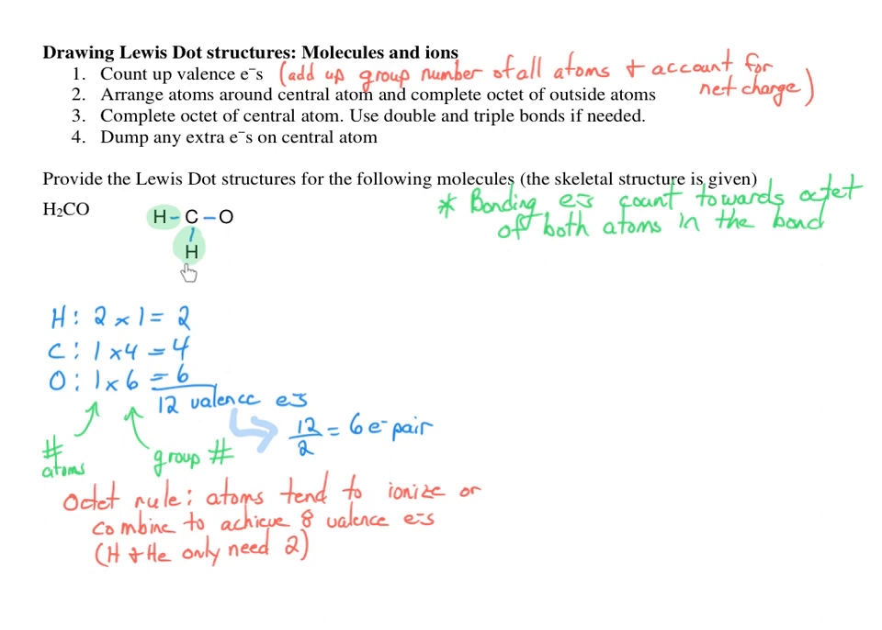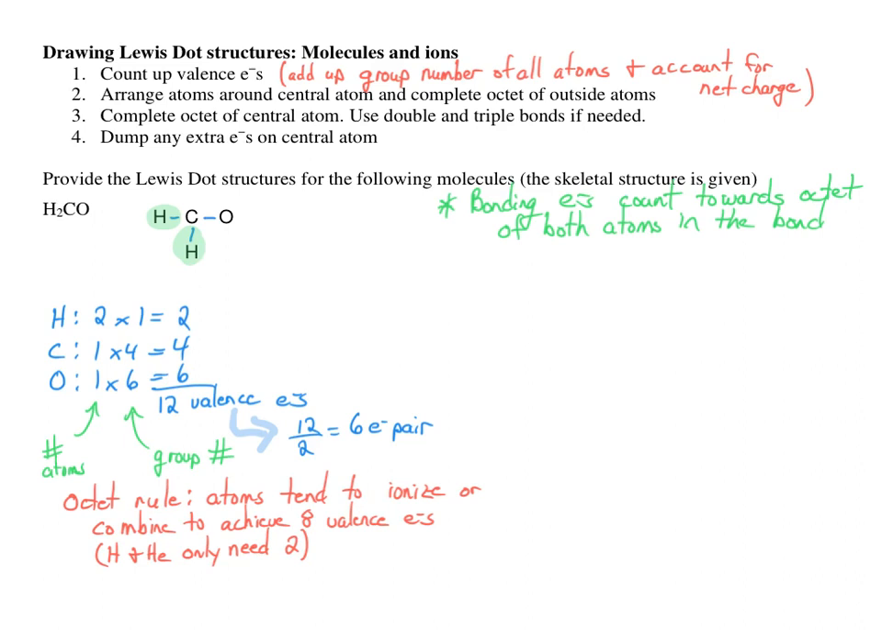So thus we see hydrogen, both of these hydrogen atoms now has a complete octet. First of all, they only need 2 electrons for their octet, and when we consider that these bonding electrons count towards the octet of both hydrogen and carbon, each of these hydrogens has a complete octet.